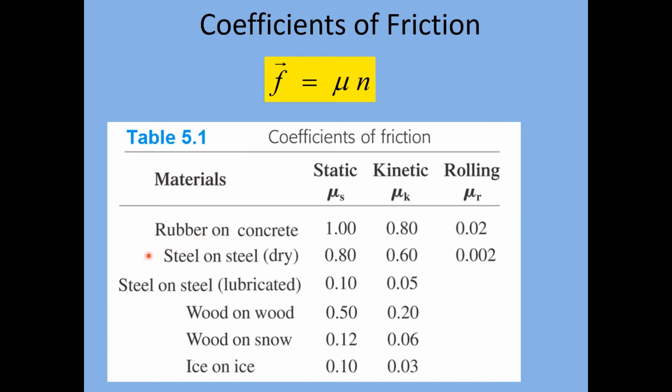There are some other materials here, steel. On steel, whether it's dry or lubricated with oil or grease, we can see that we get a great reduction in coefficient of friction by using lubrication on the surface. Wood on wood is commonly used when we have, for example, a chair or a wood box or crate sliding on a wooden floor. And then wood on snow and ice on ice, here are the appropriate numbers there.